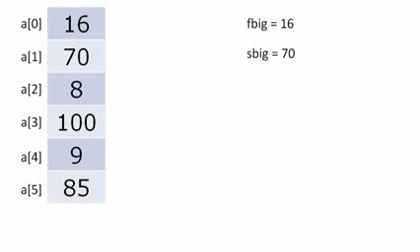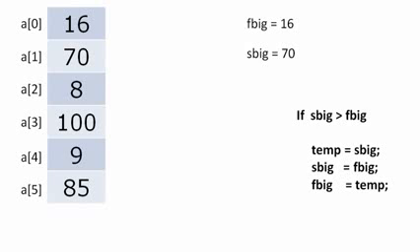Now we have 16 inside f big and 70 inside s big, which is second big. So first we compare if second big is greater than first big. If that is true, which in this case is true, we swap these values. We send 70 to f big and 16 to s big. Now we start the comparison.